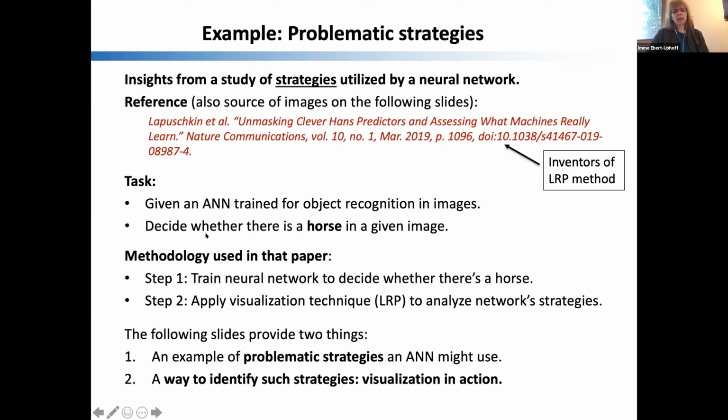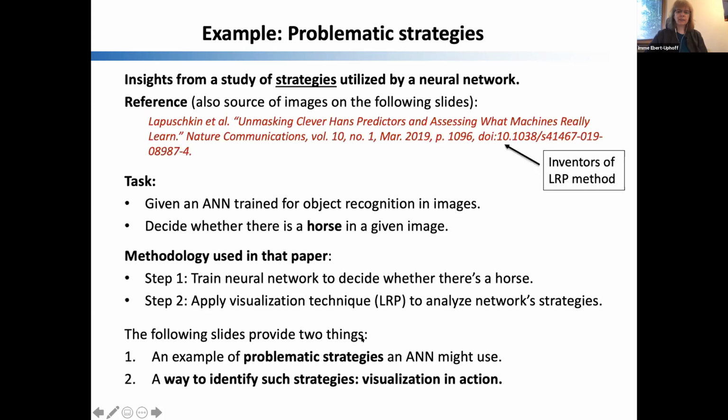And then they're going to look at how does the neural network decide whether there's a horse in a given image. And the methodology used in that paper is step one is you train a neural network to decide whether there's a horse. And then you apply visualization techniques, in our case LRP, to analyze the network strategies. And again, LRP stands for layer-wise relevance propagation, and that method was actually invented by this group over here.